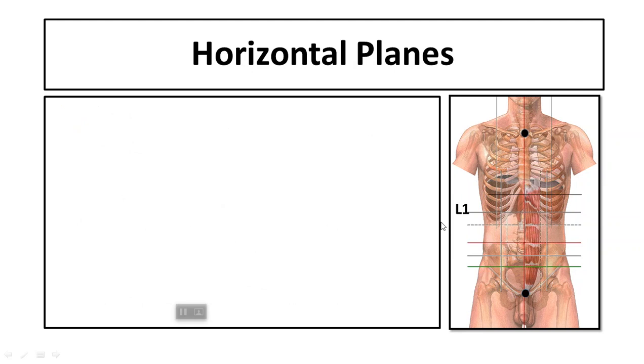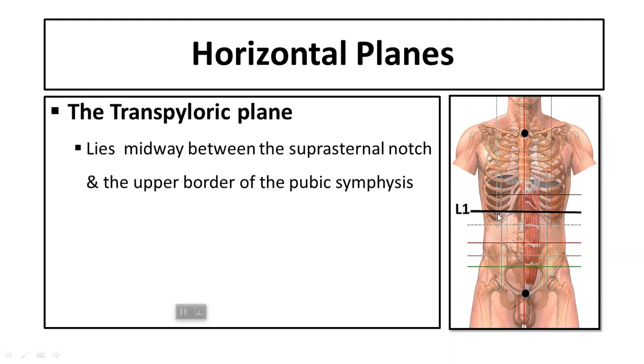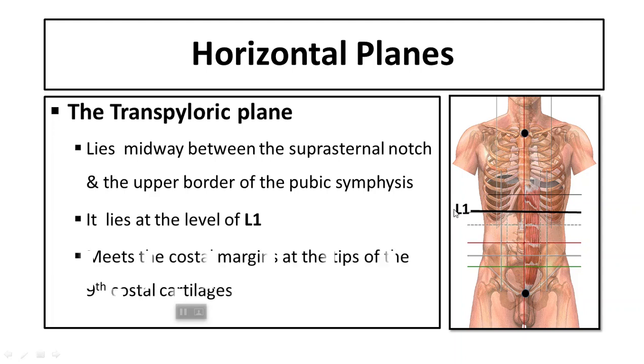We have another plane, which is the horizontal plane that passes horizontally, the transpyloric plane. The transpyloric plane lies midway in between the suprasternal notch and the upper border of the pubic symphysis. It lies at the level of the first lumbar vertebra, L1, and it meets the costal margin. This is the costal margin. It meets the costal margin at the tip of the ninth costal cartilage.